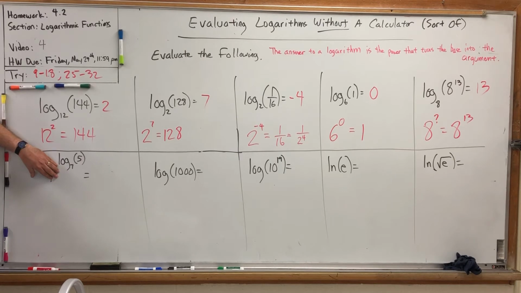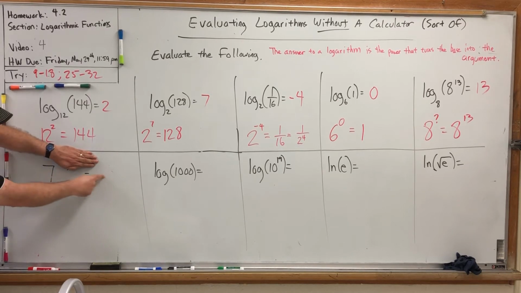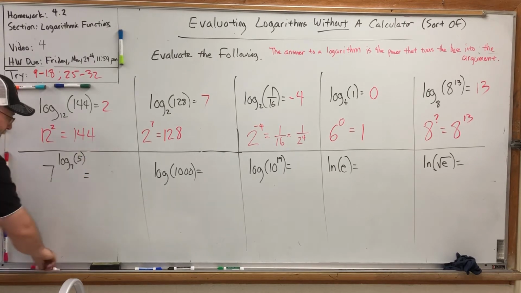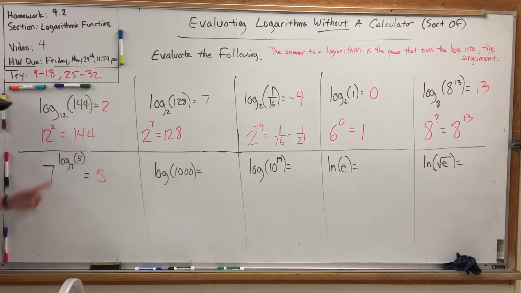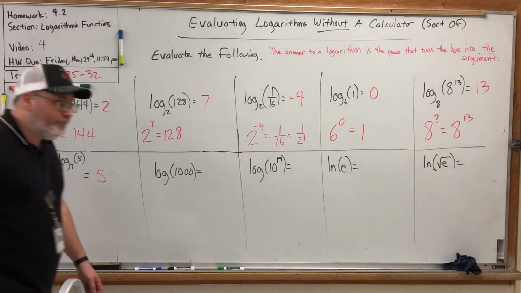The thing under my hand, can you see that? The thing under my hand is the power that turns 7 into 5. Well, isn't this thing a power on a 7? And the thing under my hand is the power that turns 7 into 5. Guess what goes here? 5. What's the value of the log? Don't know, don't care.